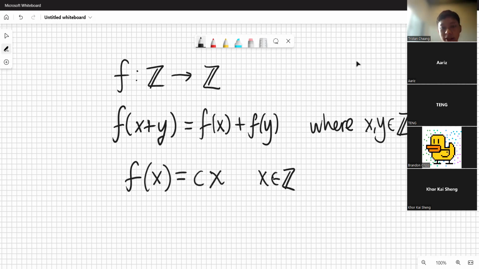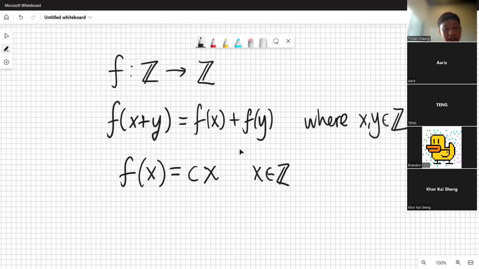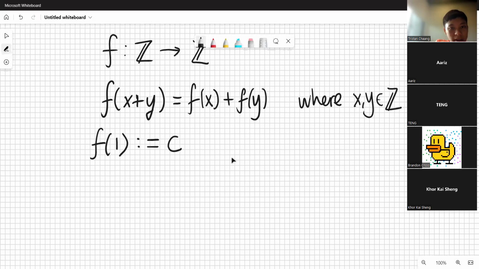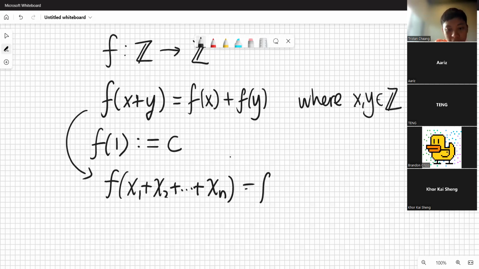And why is that? So first of all, we can see obviously f(0) is 0 by substituting x and y at 0. So the main thing is, if I let f(1) be c, I define this to be c. The thing is, this equation can be transformed into a multivariable version. So f(x1 plus x2 plus dot dot dot plus xn) equals f(x1) plus blah blah blah plus f(xn).